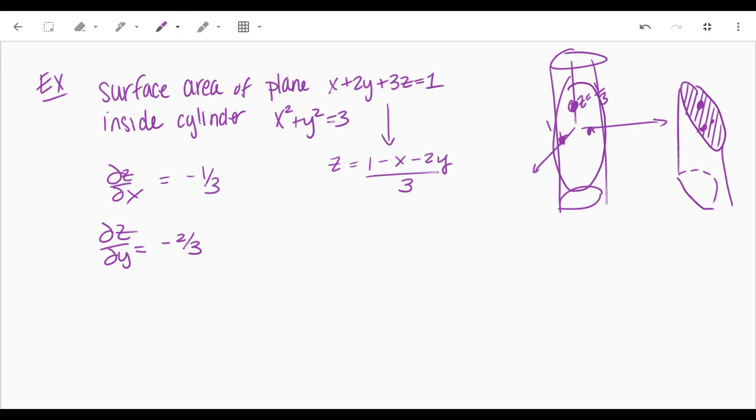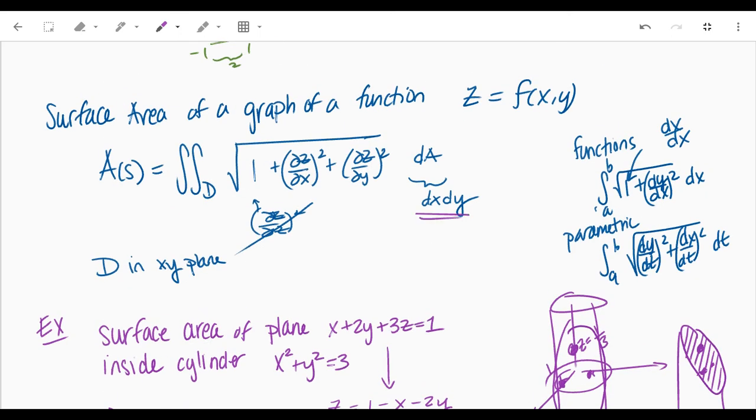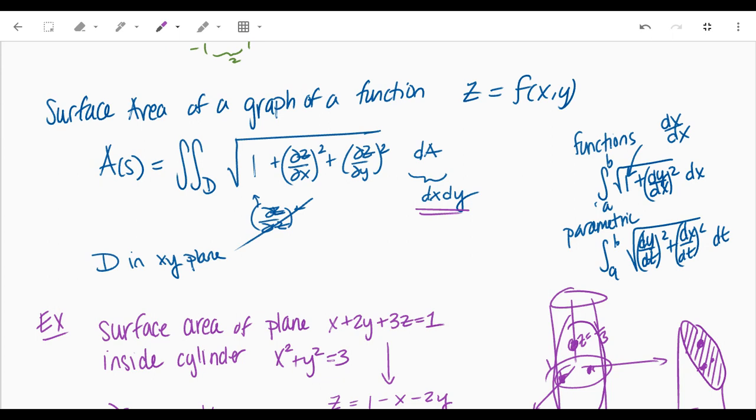D is in that xy plane. If I'm just thinking about this cylinder, it's that circle in the xy plane. If I were to take that surface and squish it to the xy plane, it's the area being taken up by it. In the xy plane, maybe polar would be better for this one, where r would be between 0 and square root of 3, and theta between 0 and 2 pi. So rather than rectangular coordinates in terms of x and y, I'm going to switch to polar.